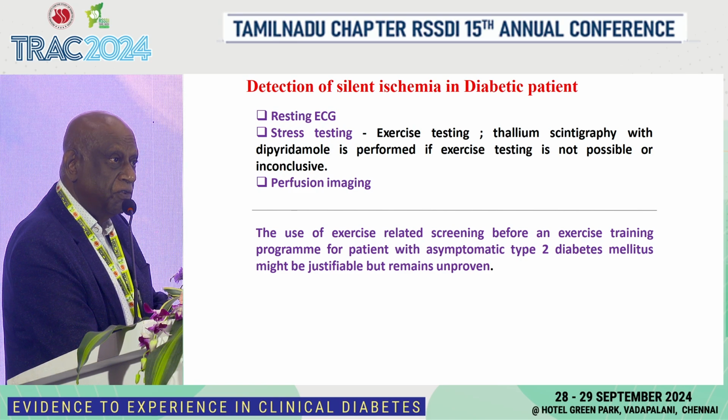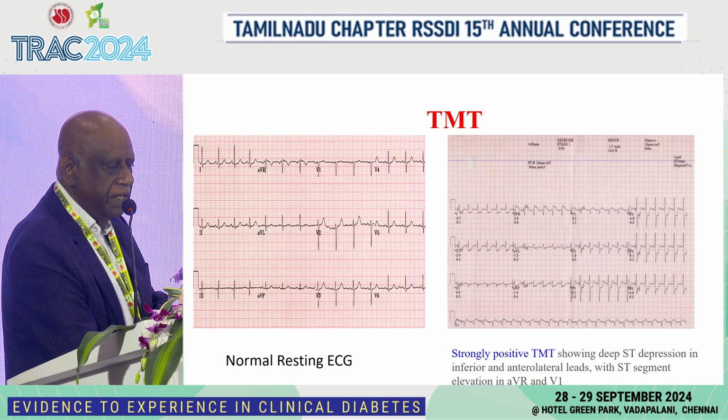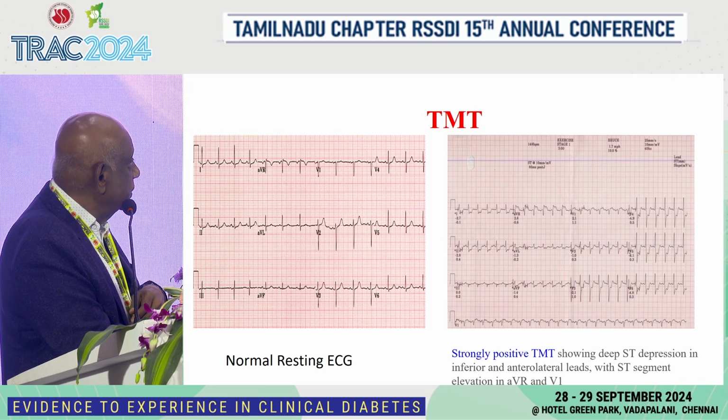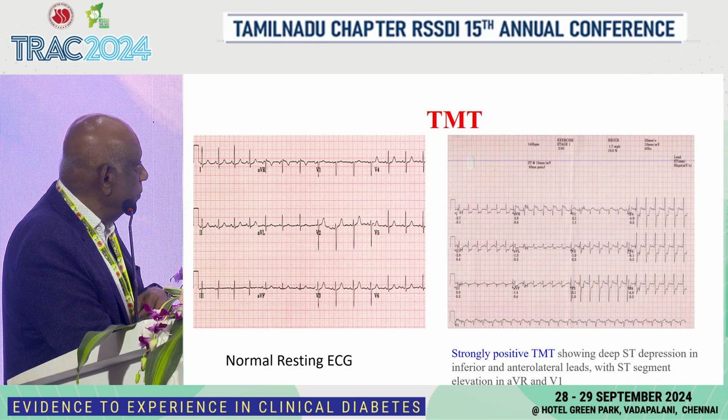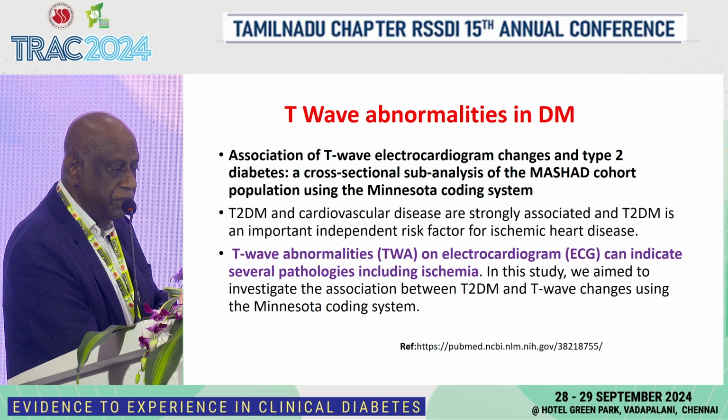You will have to go for a stress ECG. If he is not able to do that, perfusion imaging has to be done here. These are the various methods available here. You see here, the first one is a resting ECG. This is stress ECG. You see here, more than 6 millimeters of ST segment depression. This is a very strongly positive TMT, and has to be referred for a coronary angiography.